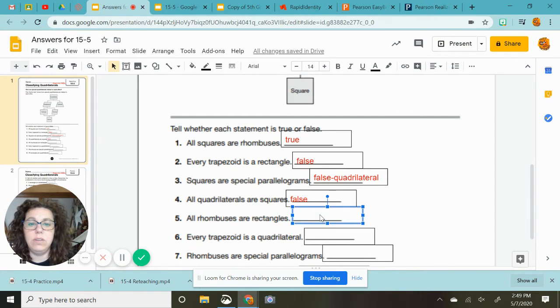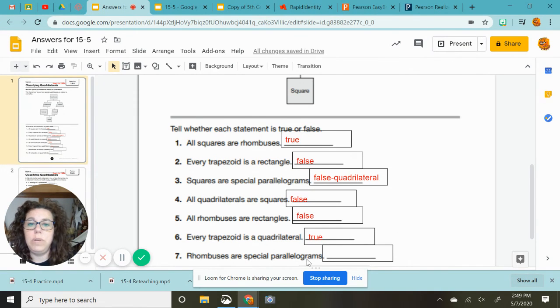Rhombuses are rectangles. This is false because rectangles have right angles and rhombuses do not have to have them. But to be a rectangle, they must have them. Every trapezoid is a quadrilateral, and that is true because it has 4 sides.